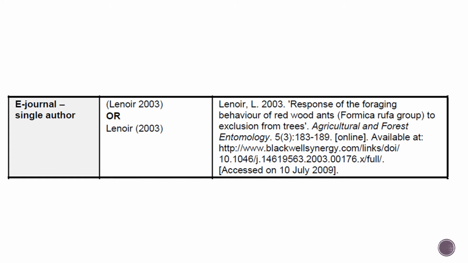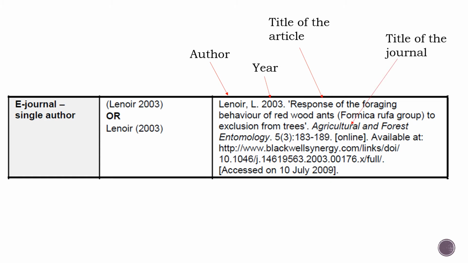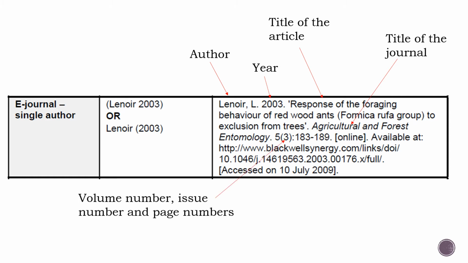The method for referencing an online or e-journal is slightly different and can be found on page 32 of the Referencing Techniques booklet. Let's unpack this reference and consider the kind of information we are looking for. Like other sources, we start with the author and the year. The name of the article follows in single inverted commas. Next is the title of the journal in italics. The volume number, issue number, and page numbers follow.